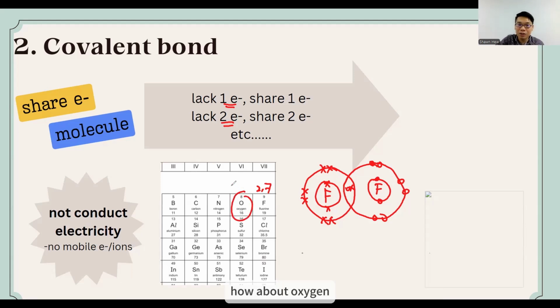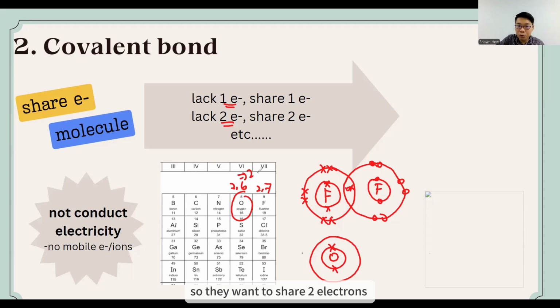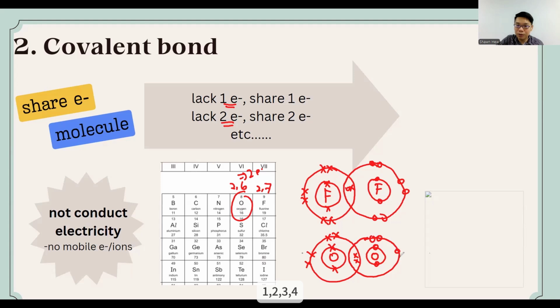How about oxygen? 2,6. So they want to share 2 electrons. After they share 2 electrons, they will have 4 more remaining. 1, 2, 3, 4. The 2 will be sharing. For the other oxygen also, 2 will be used to share, leaving another 4. 1, 2, 3, 4. The other 2 will be used to share. At last, both of them will achieve 2,8. So this is how they share.